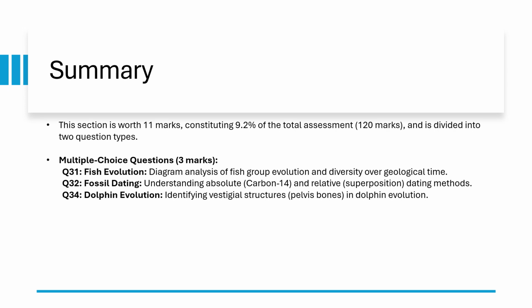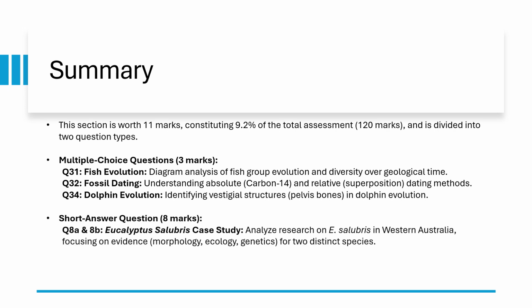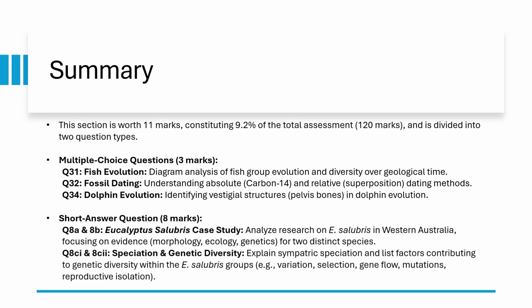Short answer question, 8 marks. Question 8a and 8b, Eucalyptus Salubris Case Study, analyze research on E. salubris in Western Australia, focusing on evidence, morphology, ecology, genetics, for 2 distinct species. Question 8c1 and 8c2, speciation and genetic diversity, explain sympatric speciation and list factors contributing to genetic diversity within the E. salubris groups, e.g., variation, selection, gene flow, mutations, reproductive isolation.